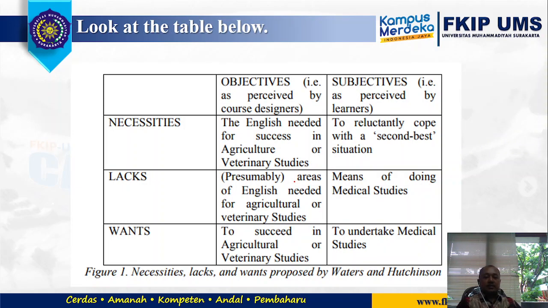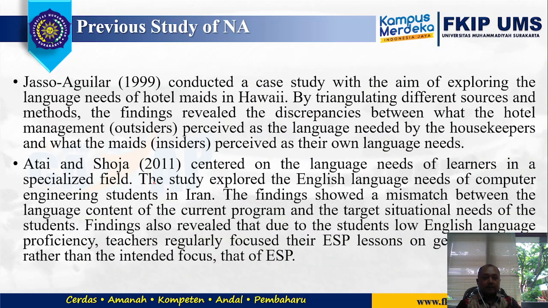This is the table that can be used to explain the concept of needs analysis based on necessities, lacks, and wants. So basically, this is the example of the objective and subjective needs analysis itself. It was proposed by Waters and Hutchinson.